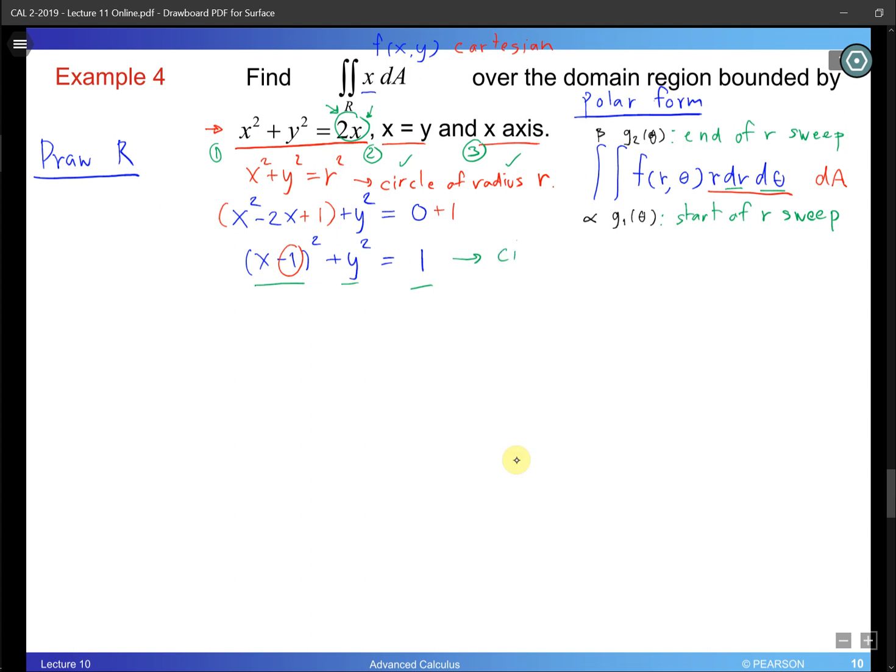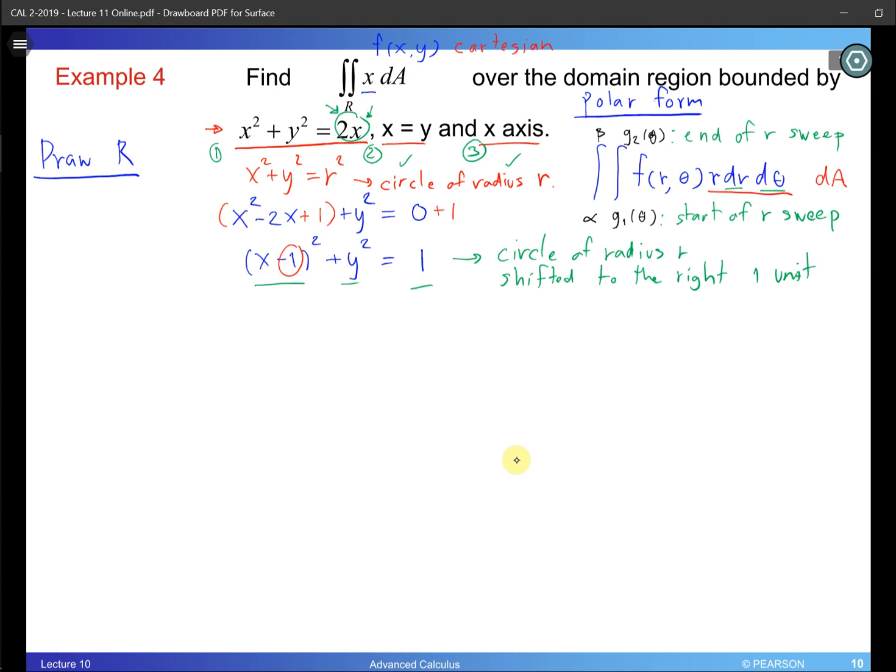Circle of radius r, but shifted to the right 1 unit. Right. So with this information, I think we can start drawing the graph now.